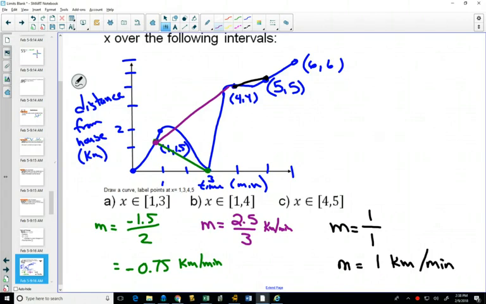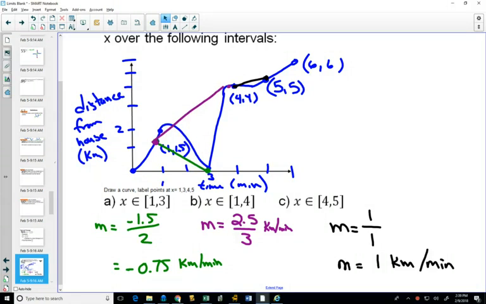Yes? So why is it connecting to a point that isn't 1, 2? Oh, yeah, I'm just slightly off, you're right. Because I originally drew 1,2 and then I relabeled it. We'll just pretend that this point is somewhere else. Okay.